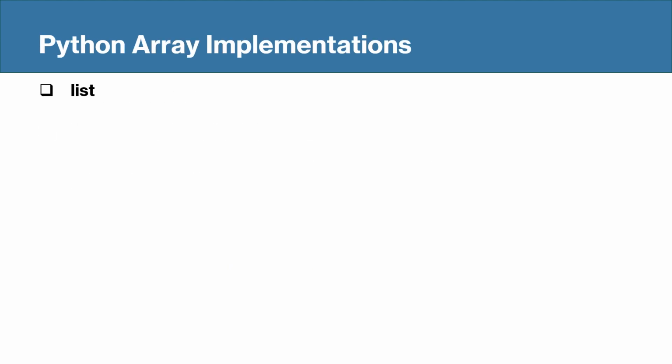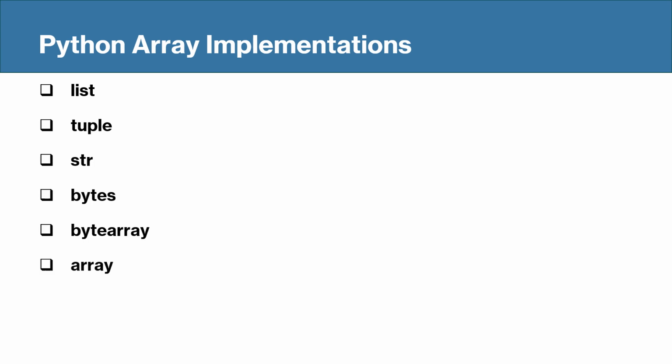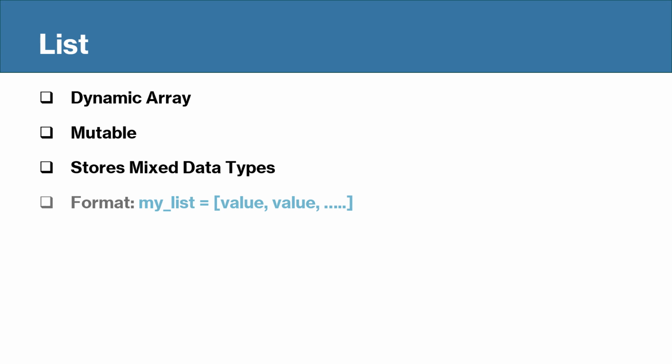The Python array implementations we'll cover are list, tuple, str or string, bytes, bytearray, and array. A list is a dynamic or mutable array. So this means that while your program is running, you can add or remove elements from the list. Lists allow you to store mixed data types, and here is the format for creating a list.